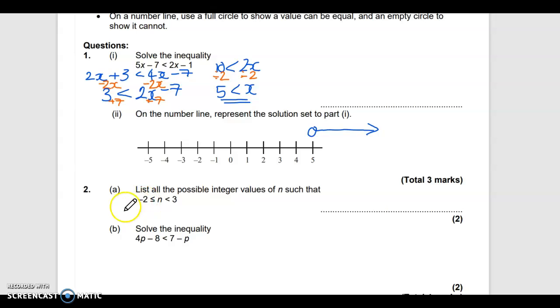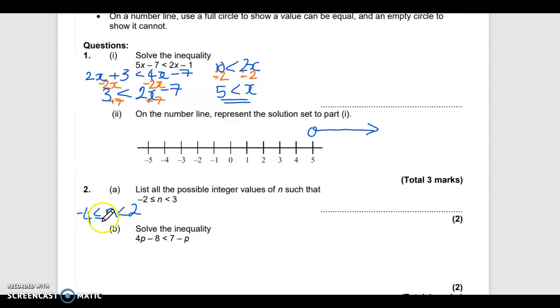Right, let's have a look at this one here. So let me do my own one. We've got minus 4 is less than or equal to a number which is less than 2. So it wants me to write out the integer values. Okay, so these are integers, no decimals, no fractions. The integer values between minus 4 and 2.